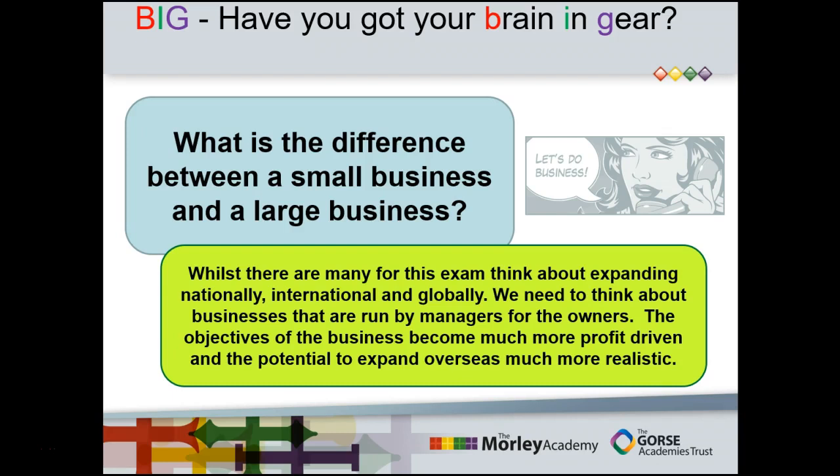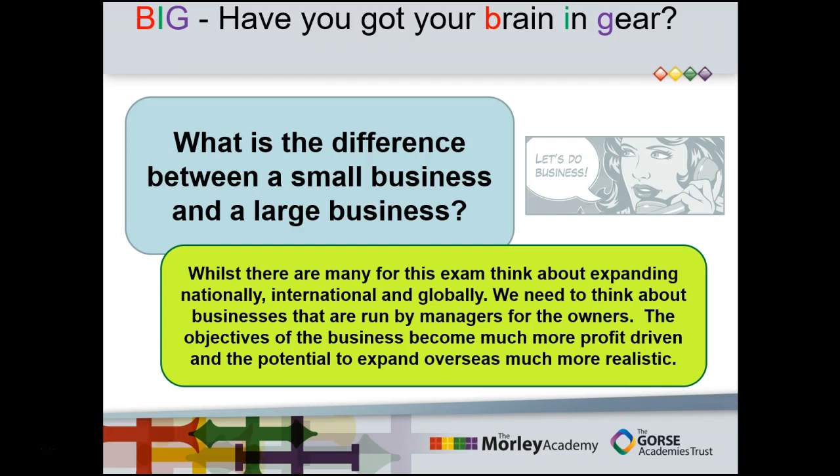there are many different things to think about between small businesses and large businesses, but essentially what the Theme 2 exam is trying to get you to consider is expanding nationally, internationally and globally. Not businesses that are small sole traders or partnerships. It's trying to get you to think about businesses which are much bigger, medium and above, so a minimum of sort of 250 employees, but expanding to businesses which operate on every continent around the world.